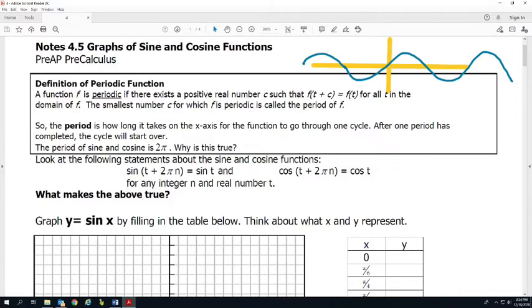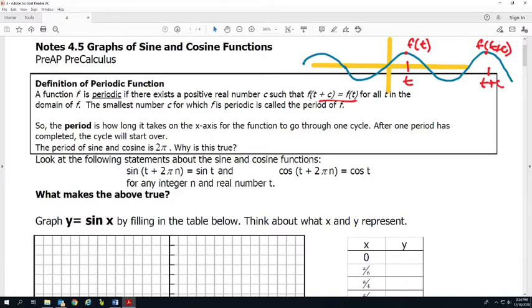So what that means is, if you had a point right here, t, you have this y value, which would be our f of t. If you have another point over here, say this right here is t plus c, you have this point right here, which is f of t plus c, and they're the exact same y value, so they're equal to each other. So that's what a periodic graph is. It's basically a wave where you have multiple places with the same y values.